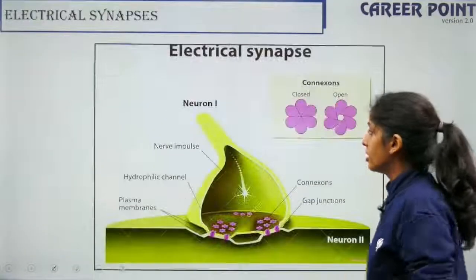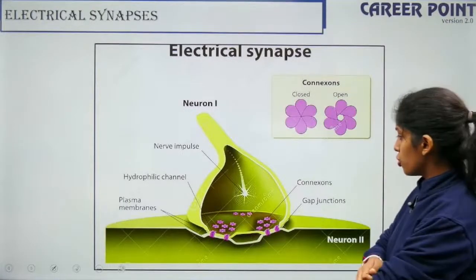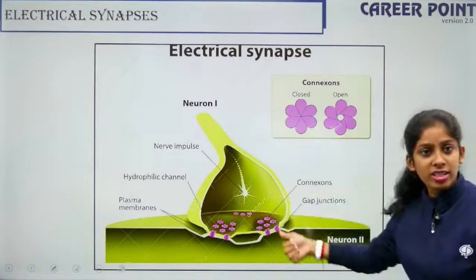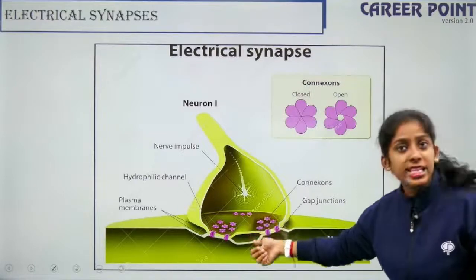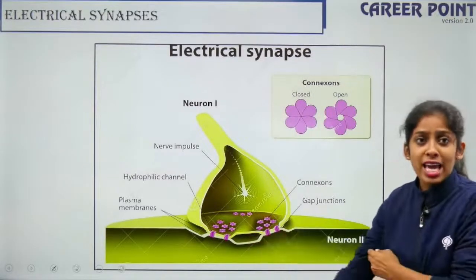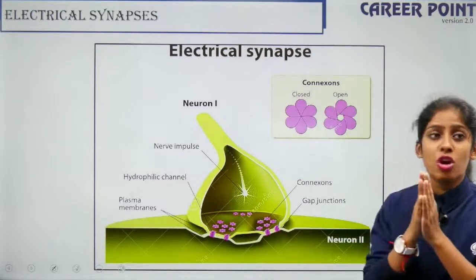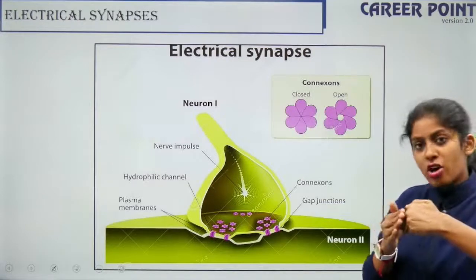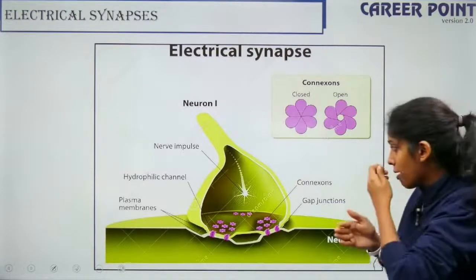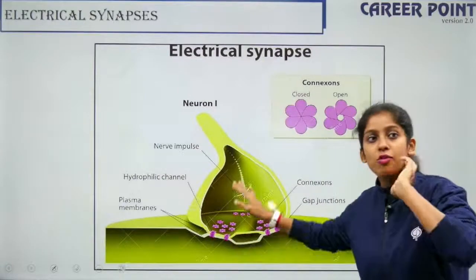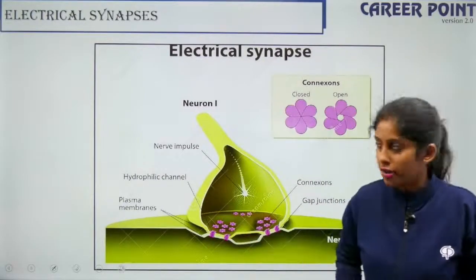Moving further, this is the picture I want you to see. You can see this is neuron 1, this is neuron 2. There is no intermediator, there is no gap. The gap is not even 200 angstroms. But yes, this is one neuron, this is one neuron, very close by. So it is quickly fired from this neuron to this neuron, okay?